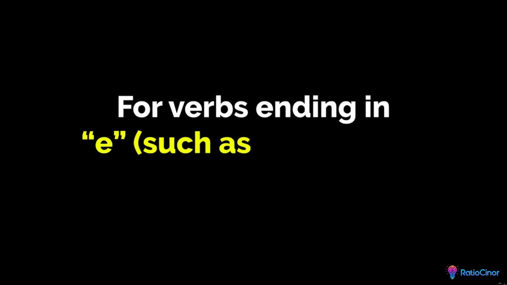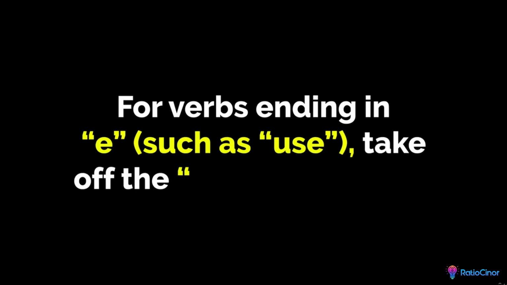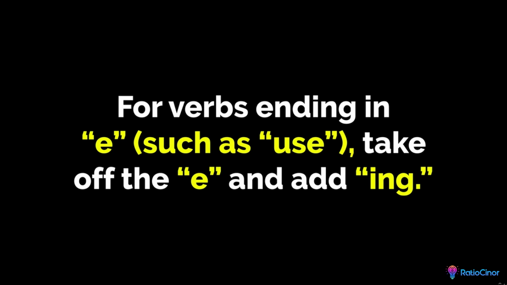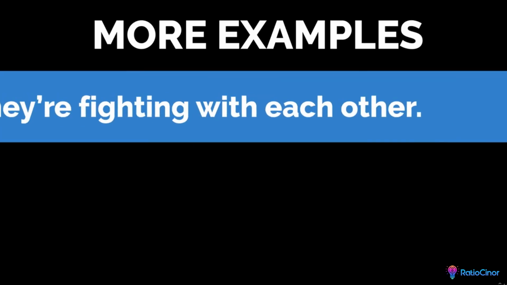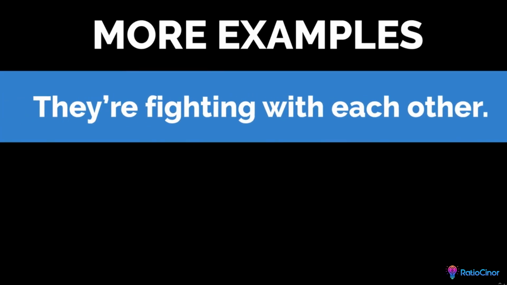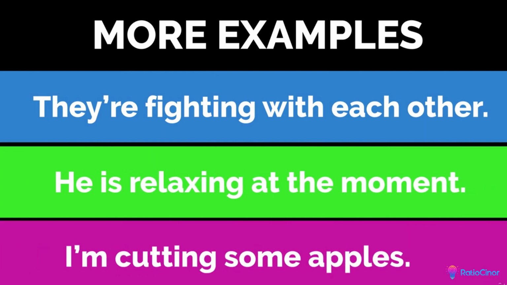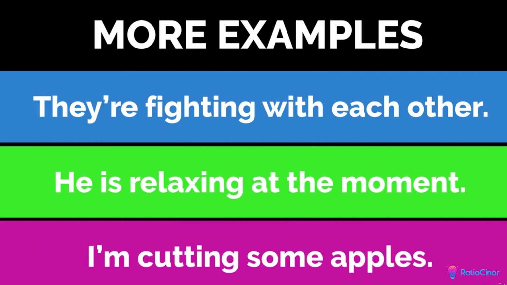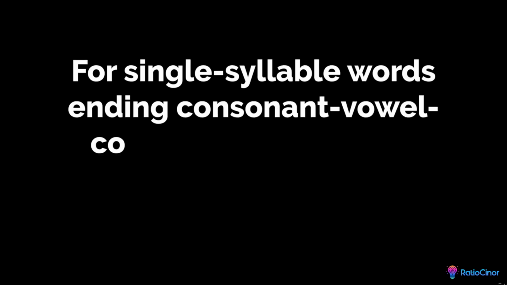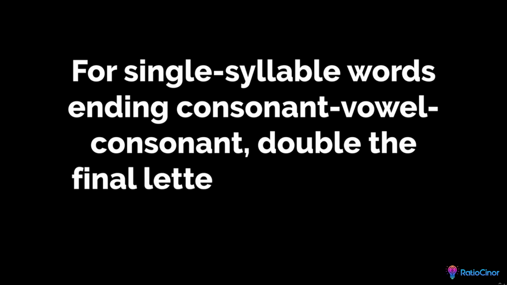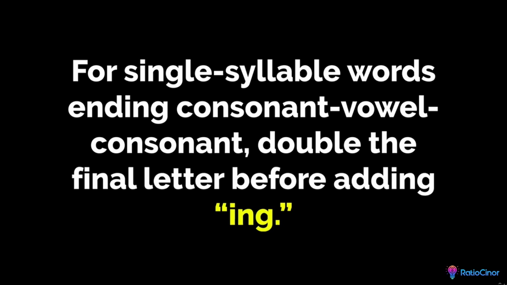For verbs ending in E, such as use, take off the E and add ing. They're fighting with each other. He is relaxing at the moment. I'm cutting some apples. For single-syllable words ending consonant-vowel-consonant, double the final letter before adding ing.